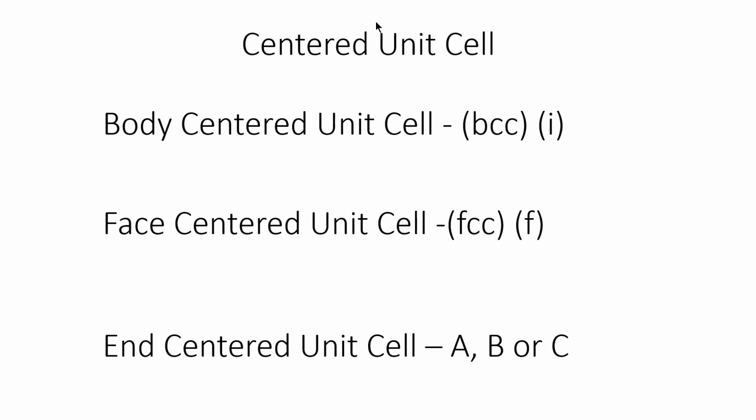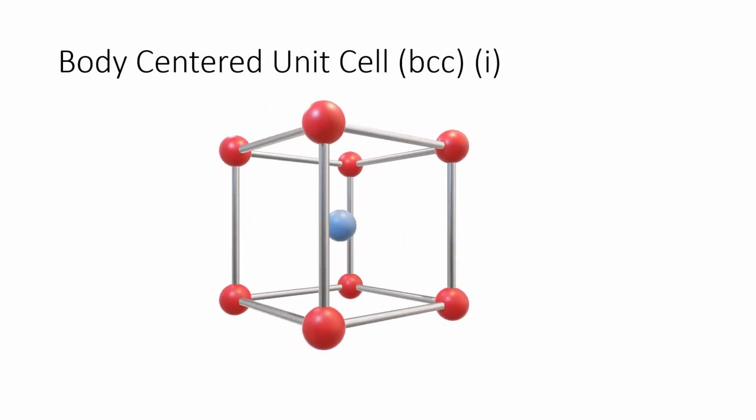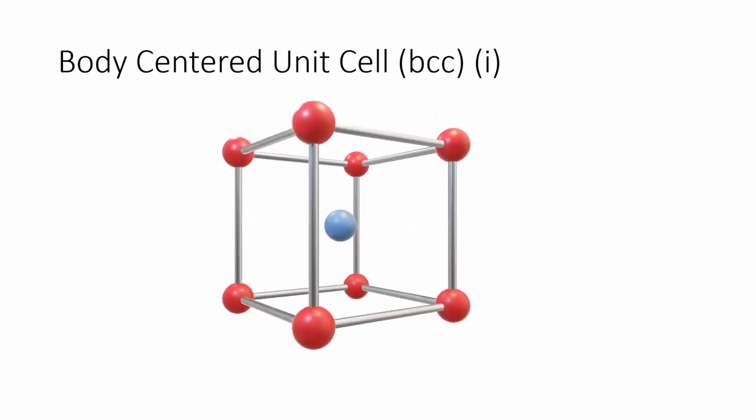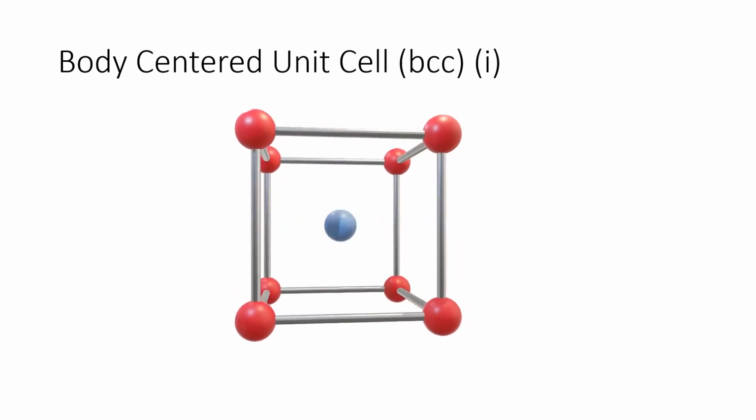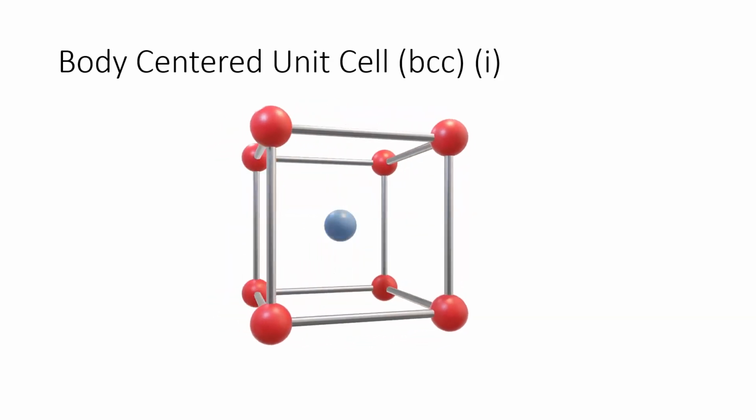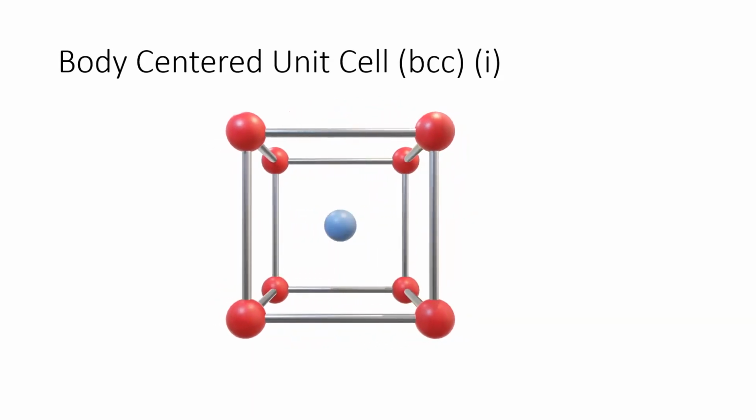Okay, very sorry. So then the centered unit cell, we have categories: body centered unit cell, face centered unit cell, and end centered unit cell. We know that this is a body centered unit cell. This is a BCC structure. In the entire body, one atom is located. The blue color atom is located inside the body, which is not shared with any other unit cell. So here also 8 corner atoms and 1 center atom exclusively for this particular unit cell.